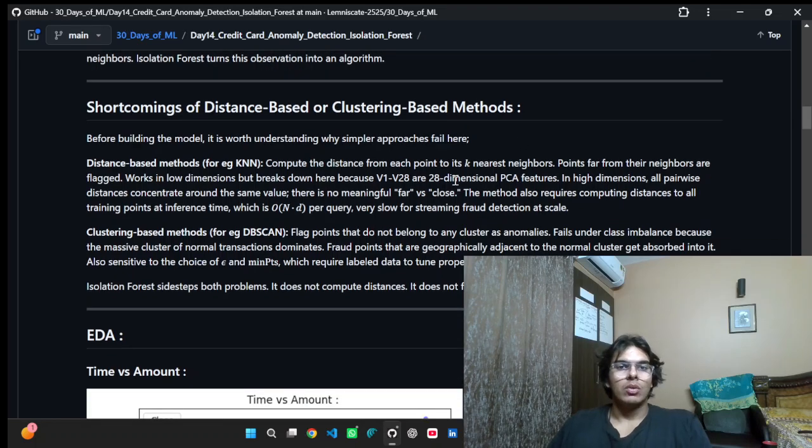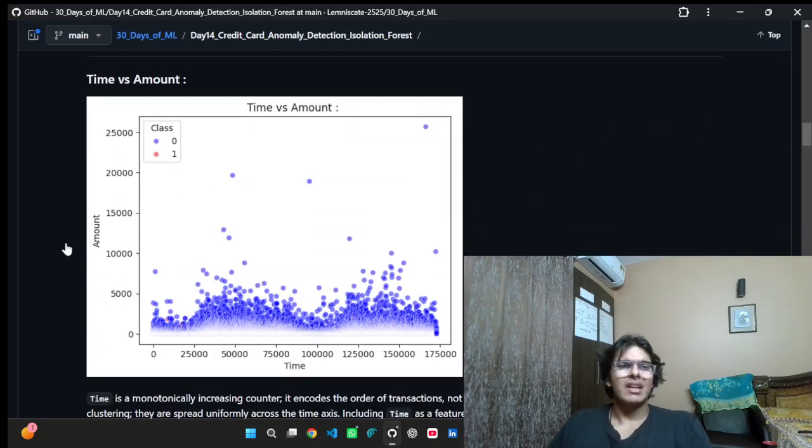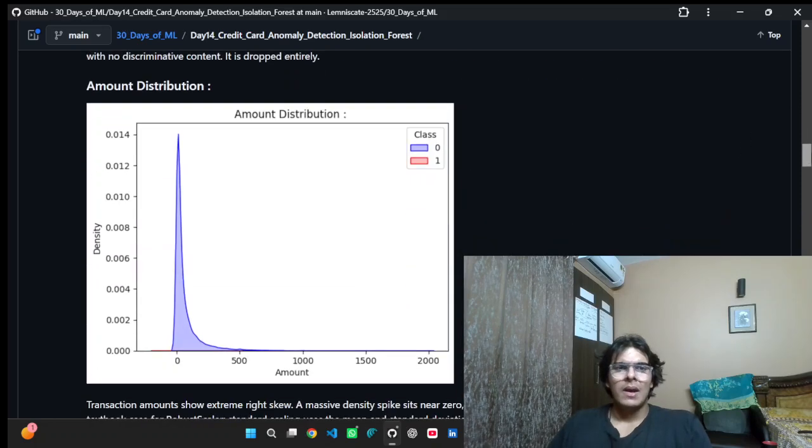Okay. So we have discussed the two models that we have, distance based and clustering based, and why they basically fail. This is the EDA, basically plotting a graph for the time versus amount. You can check it out. This is very important. This gives us the distribution of the amount feature in the EDA, and it is a highly right skewed distribution. See, it is extremely skewed towards the right.